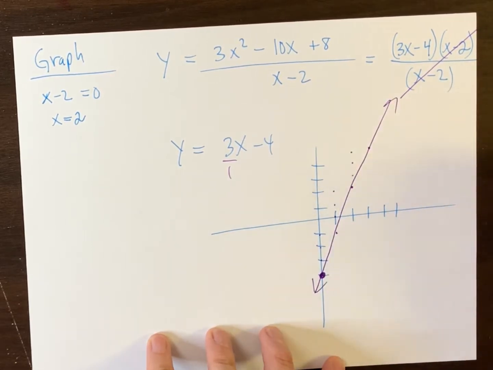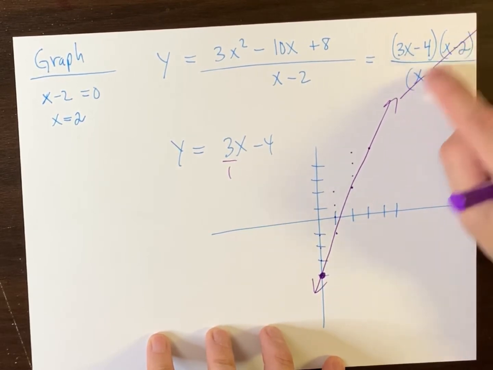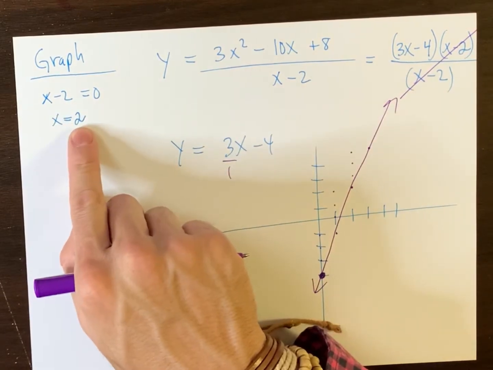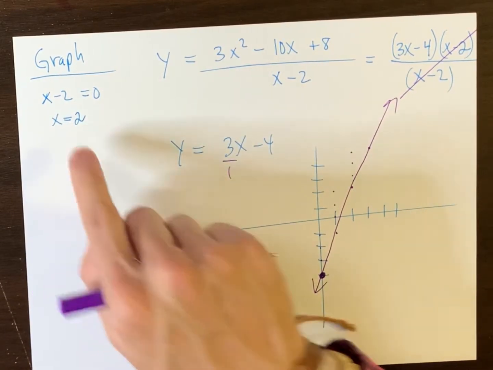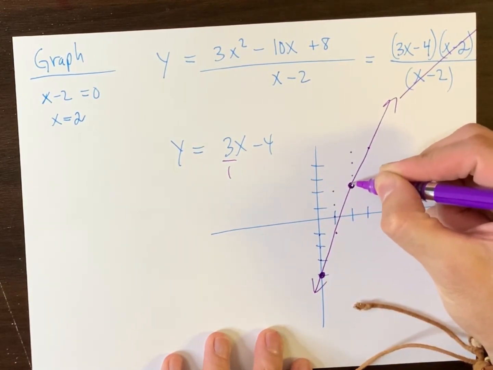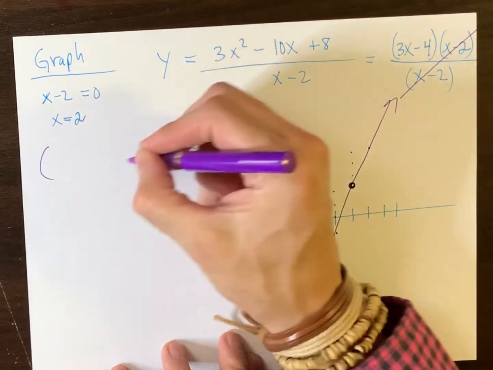However, we have to respect the removable aspect of this. We removed x minus 2, which has a solution of 2. So what you have to do is go to 2, go to the line and put a hole. You literally have to draw a hole. What is the y coordinate? Well, here's what you can do.